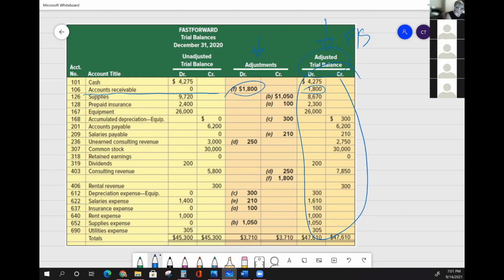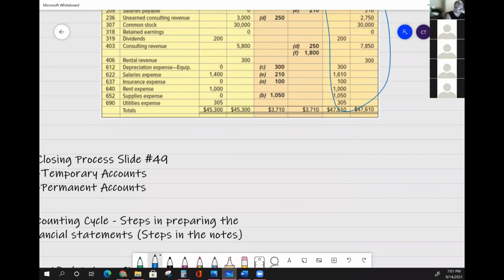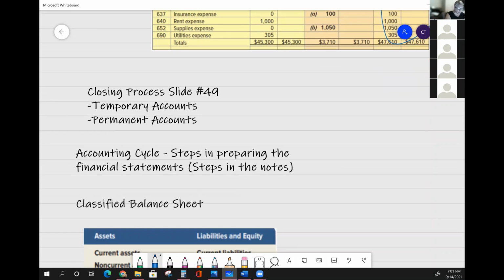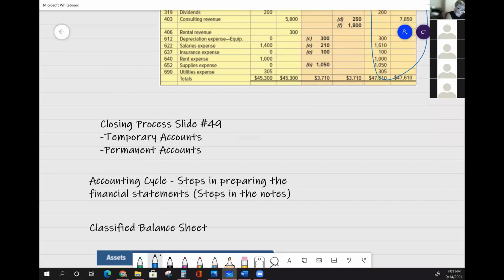So there's a lot of different reasons why people do the adjustments for the accruals. Sometimes it's real simple. Sometimes it's a little bit more complicated. It depends on the type of industry that you're in.